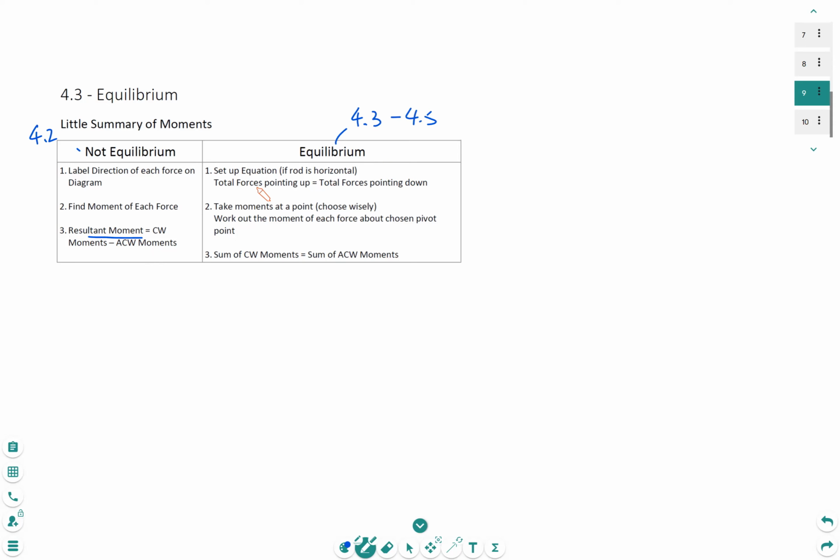Step 1, set the equation: total forces pointing up equal total forces pointing down. Step 2, take moments at a point, choose wisely, and work out the moment of each force about the chosen pivot point. Step 3, sum of the clockwise moments equals sum of the anti-clockwise moments. Okay?